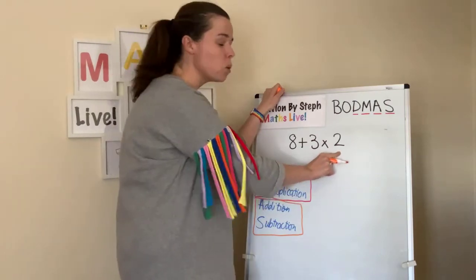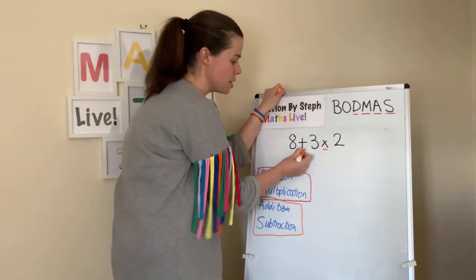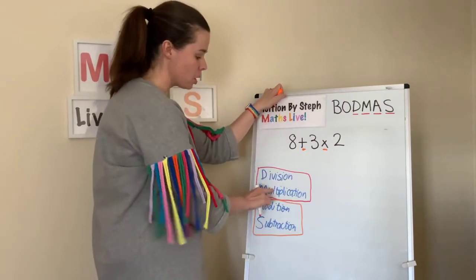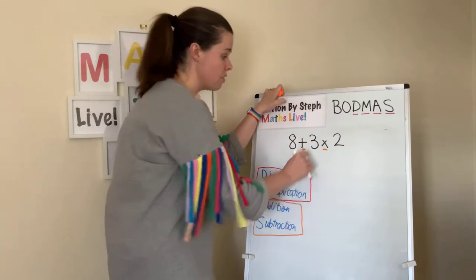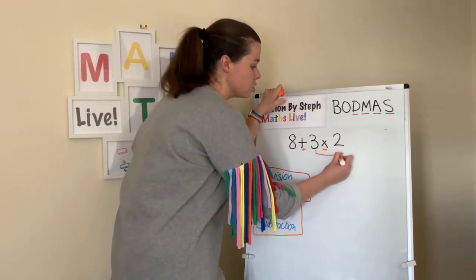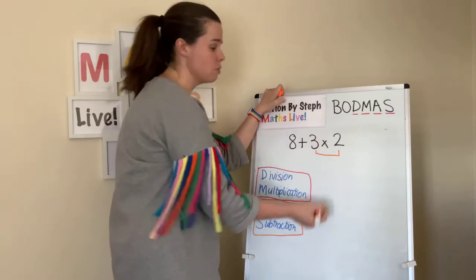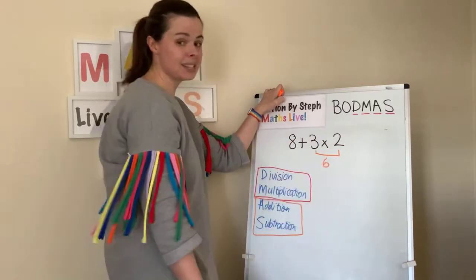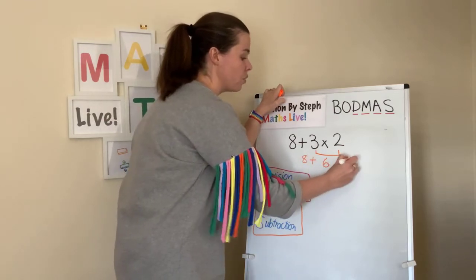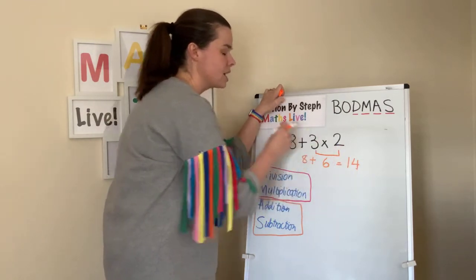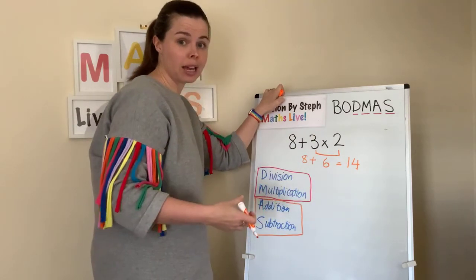There is a multiplication part of this sentence. Can you see there is a multiplication sum and there's an addition sum? And because multiplication is more important than addition, it's higher up, we actually have to do this part first. So we do 3 times 2, which is 6, and then we add the 8, which is 14.